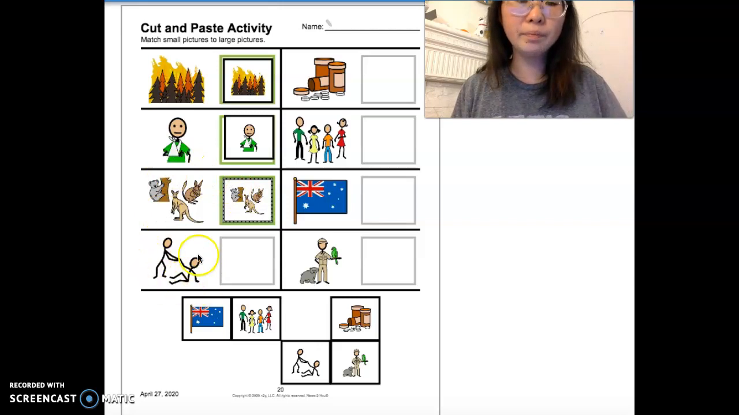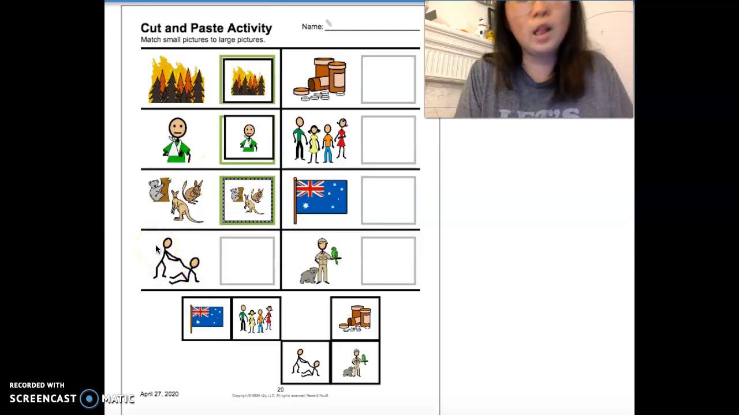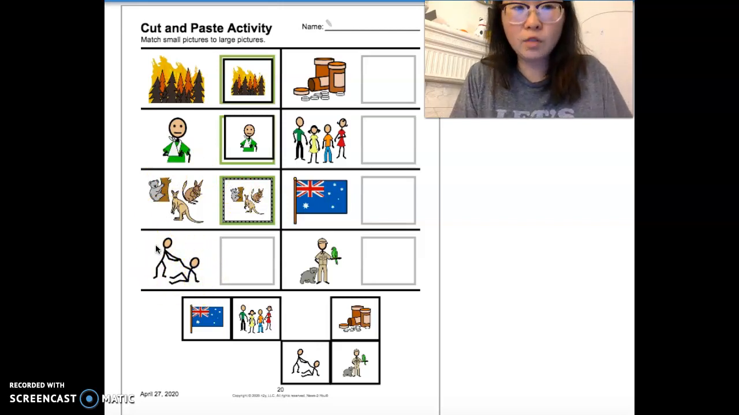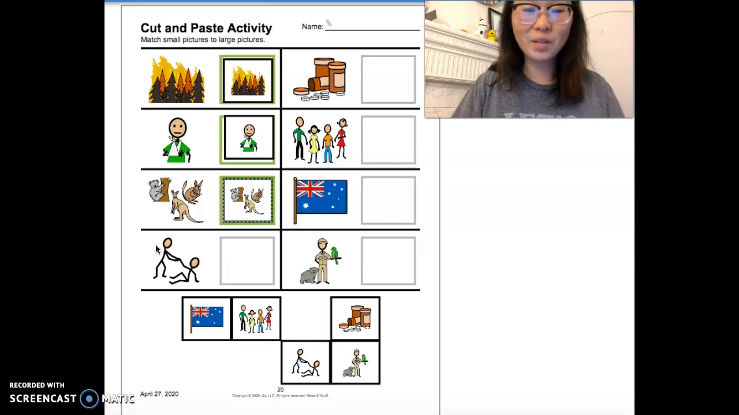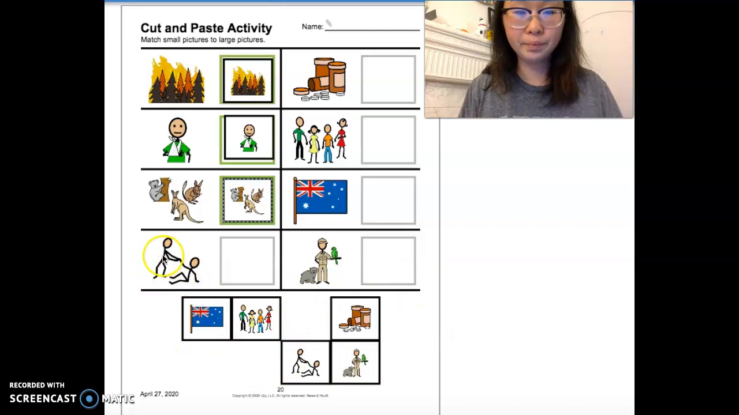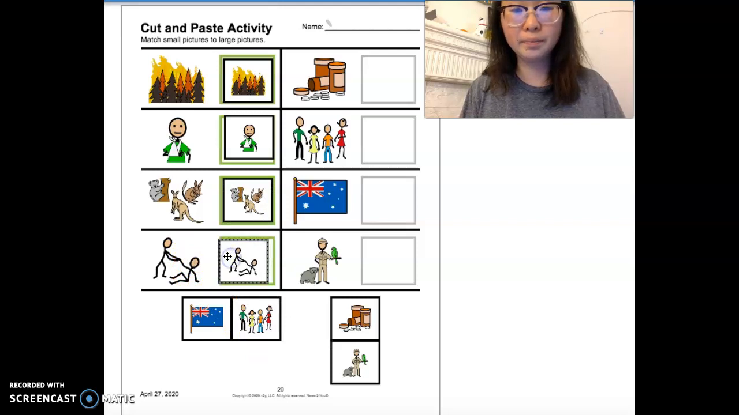Our next word is help. That is our vocabulary word. It means to give someone aid. So to kind of help someone out, maybe you give them something they need, let them borrow something, do something to bring joy to their lives. Which icon is the same for help? In this picture, someone is picking up another person. We have help over here.